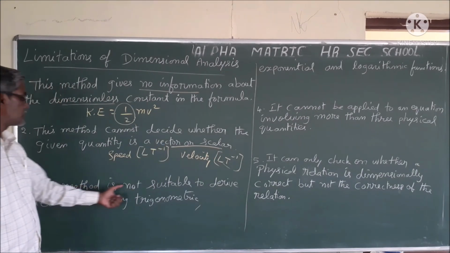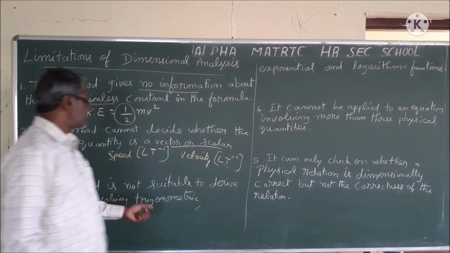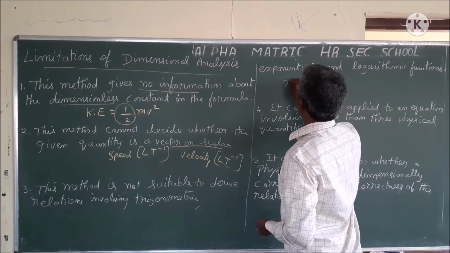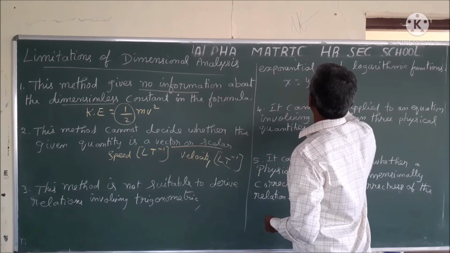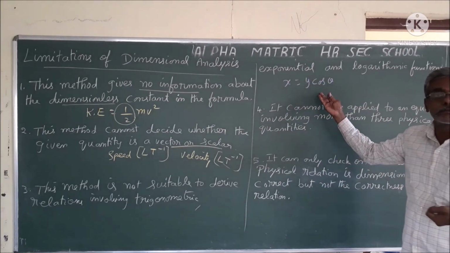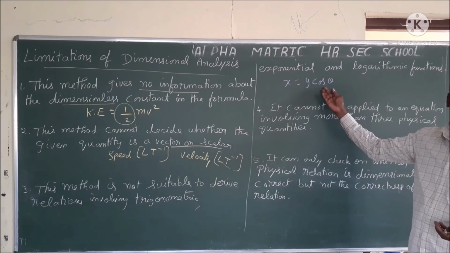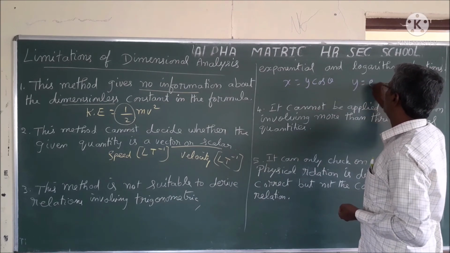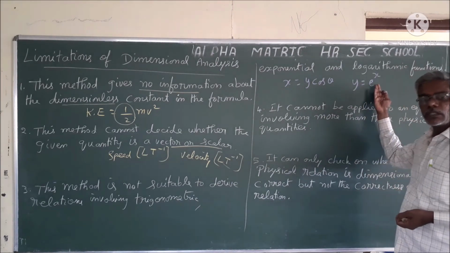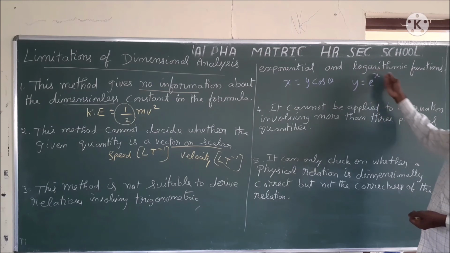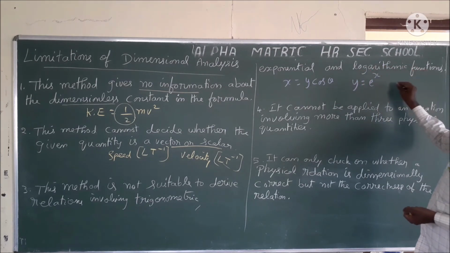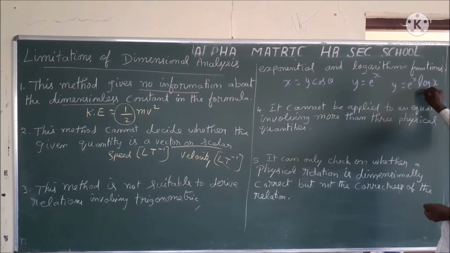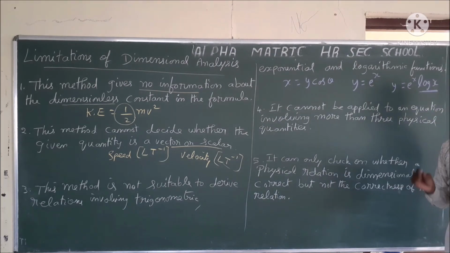The third one is, this method is not suitable to derive relations involving trigonometry. For example, x is equal to y cos theta. There is no fundamental quantity or dimension for trigonometric functions. Then exponential, y equal to e power x, there is no dimension for e power x. Like that, logarithmic functions, y is equal to e power x log x. For this log x, there is no dimension.